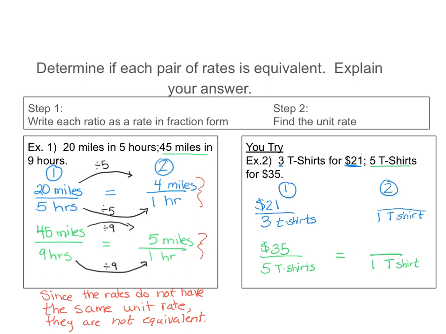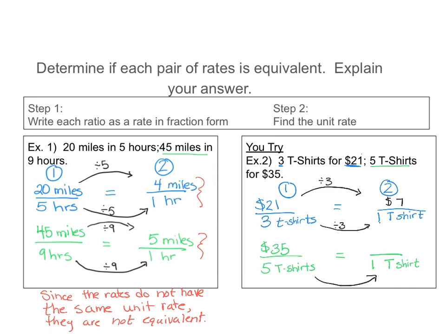Can you think of what you need to divide by? What do we divide by to get from here to here? If you said on the top one that you need to divide by 3, you are correct. So 3 divided by 3 is 1. And then I would have to divide by what number? Divide by 3 again. So 21 divided by 3 is 7. So $21 divided by 3 is $7.